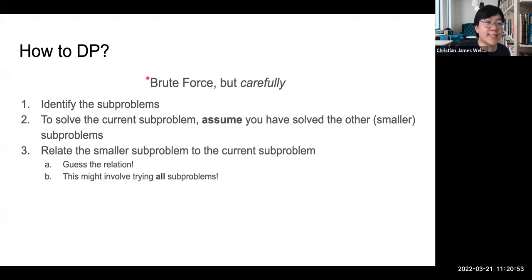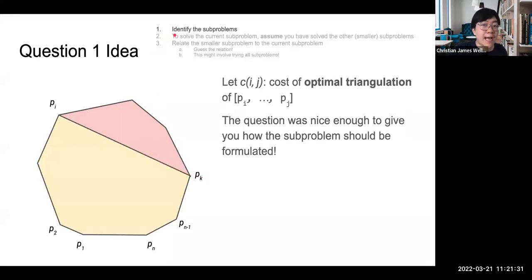And again, I want to recall this paradigm I showed earlier. It's about brute forcing, but trying to do a careful brute force. What you want to do is identify the subproblems, assume that you have solved the smaller subproblems, and try to relate them to the current problem at hand. Typically, guessing this relation is quite difficult. Identifying the subproblems is already difficult, and guessing the relation is another step up in difficulty. This might involve trying all the subproblems, and we'll see that very soon.